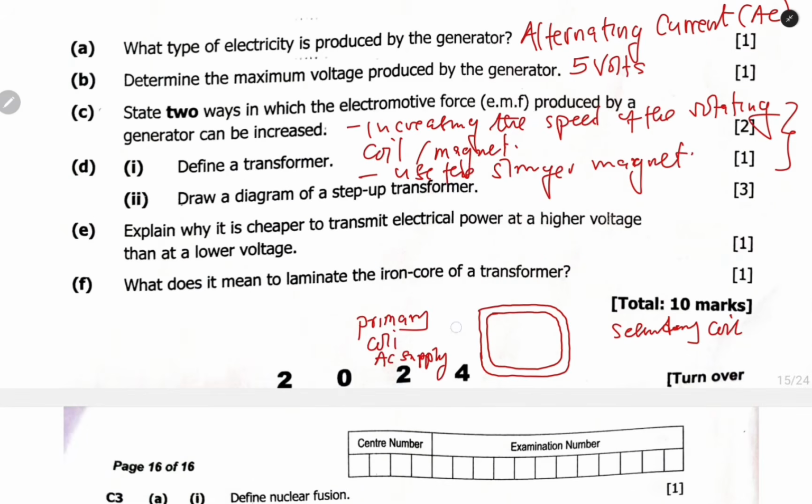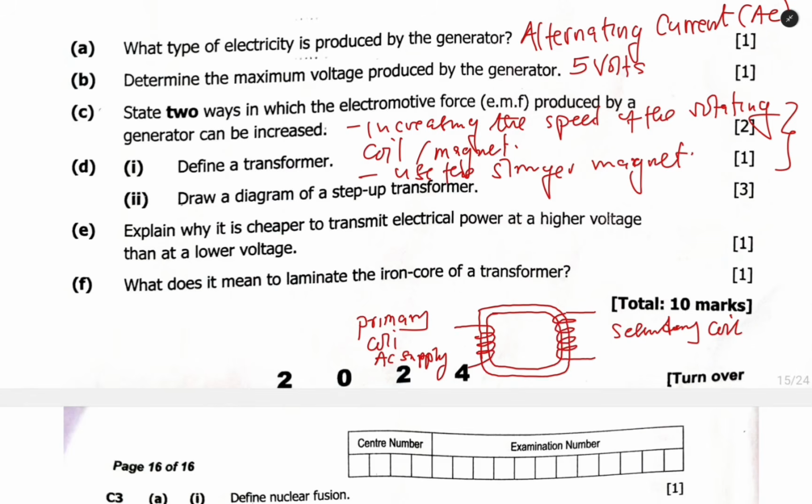Okay, and we've forgotten one question, that is to define a transformer. We are going back to this one. So now, the number of turns on the coil here is less compared to the secondary. So the secondary, you find that there are a lot of turns here. That is how you draw a step-up transformer.